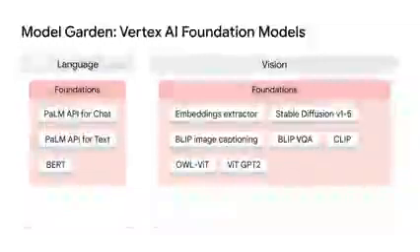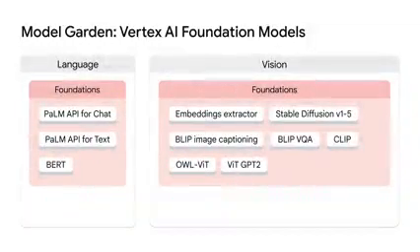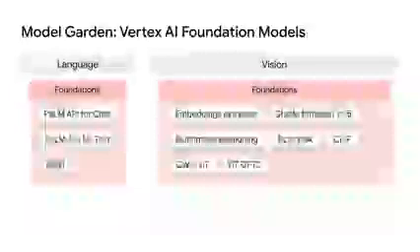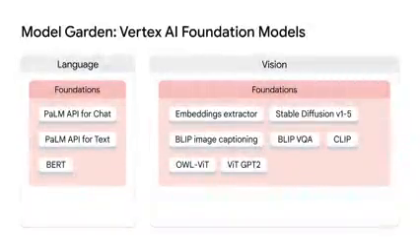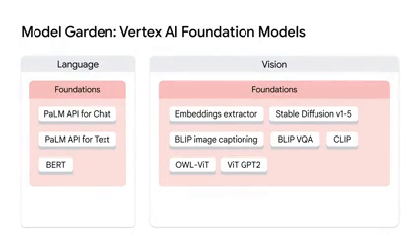Vertex AI offers a model garden that includes foundation models. The language foundation models include PaLM API for chat and text. The vision foundation models include Stable Diffusion, which has been shown to be effective at generating high-quality images from text descriptions.